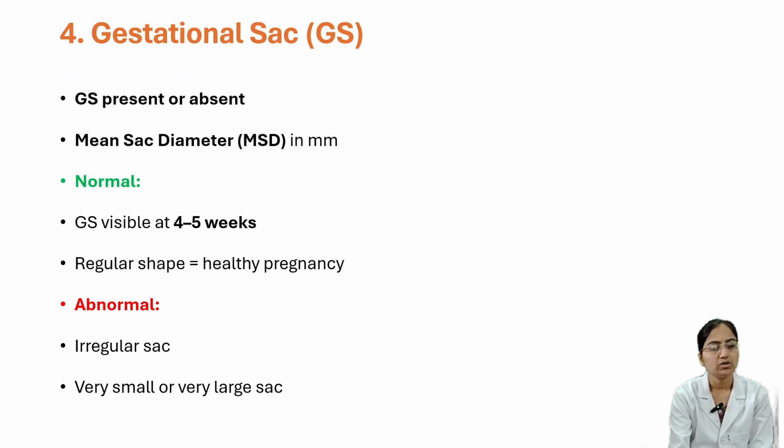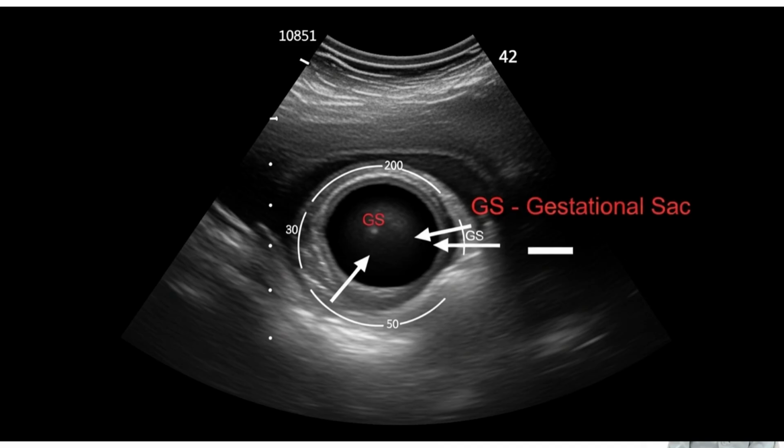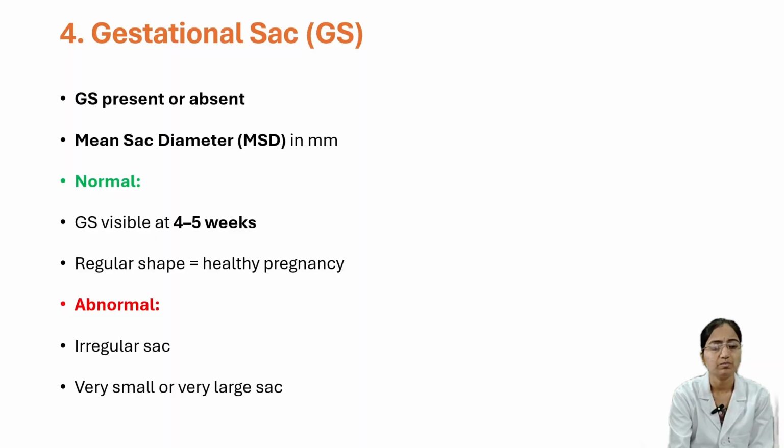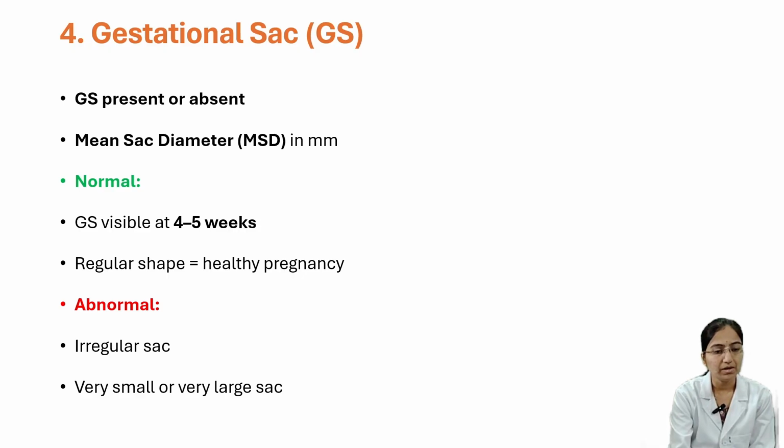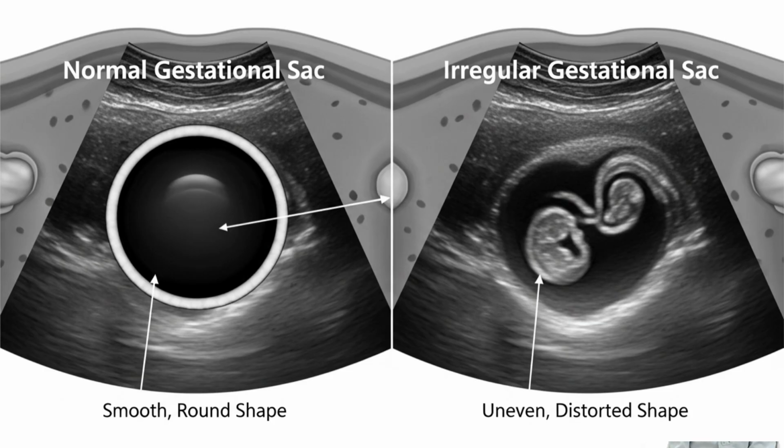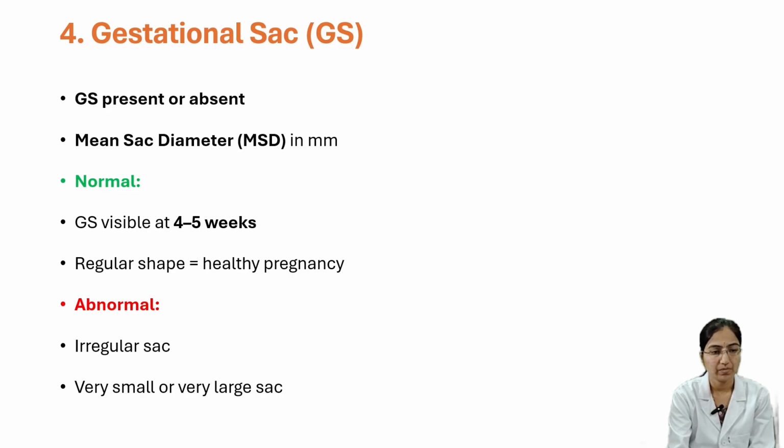Next, we need to see the gestational sac. Here first we need to say whether the gestational sac is present or absent. Here the mean sac diameter is measured in mm. Normally the GS is visible at 4 to 5 weeks of pregnancy, and a regular shape means a healthy pregnancy. And then comes the abnormal findings. If we find an irregular sac, or a very small or very large sac, it is abnormal.